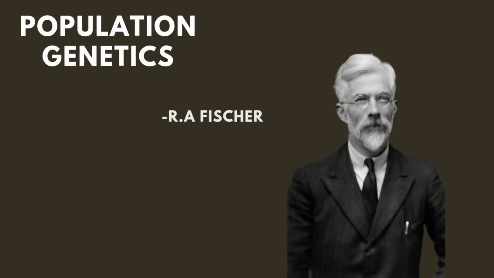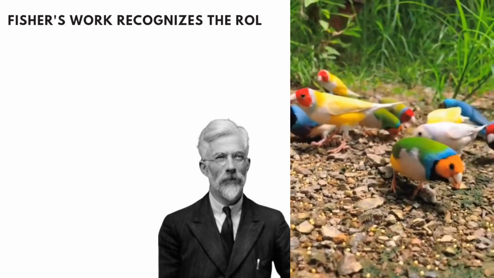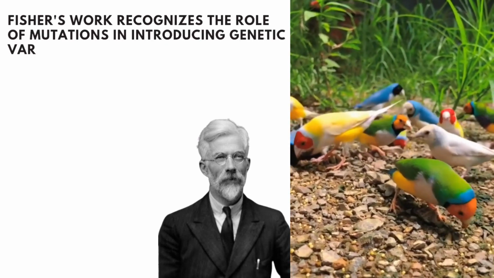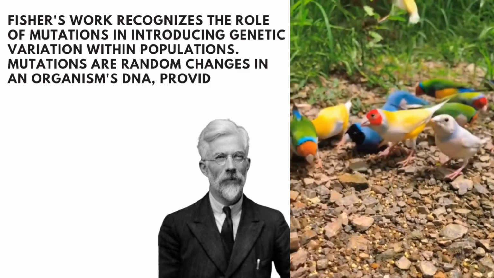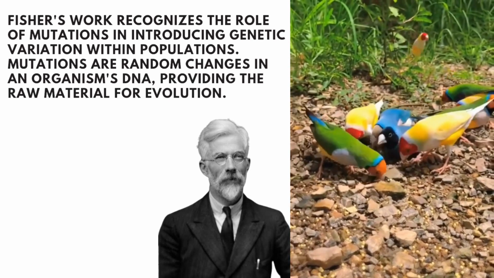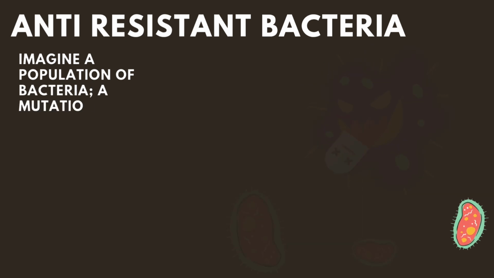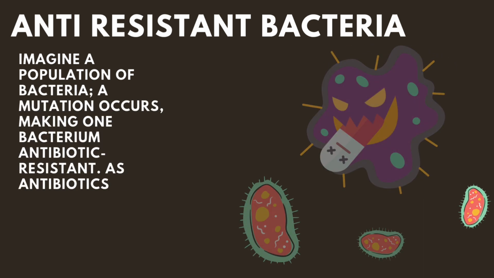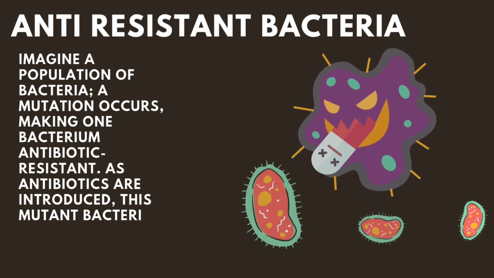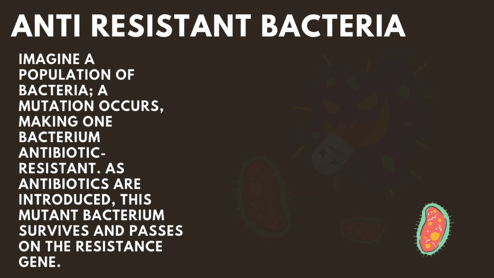Now let's explore the groundbreaking work of R.A. Fisher in population genetics. Fisher's work recognizes the role of mutations in introducing genetic variation within populations. Mutations are random changes in an organism's DNA, providing the raw material for evolution. Imagine a population of bacteria. A mutation occurs, making one bacterium antibiotic resistant. As antibiotics are introduced, this mutant bacterium survives and passes on the resistance gene.